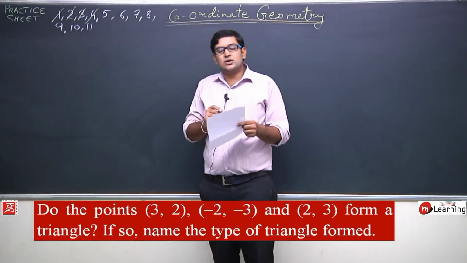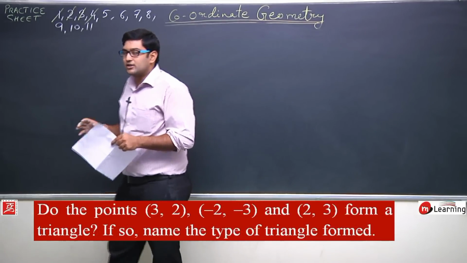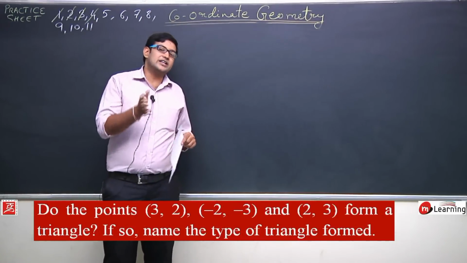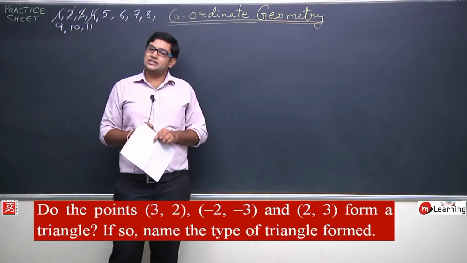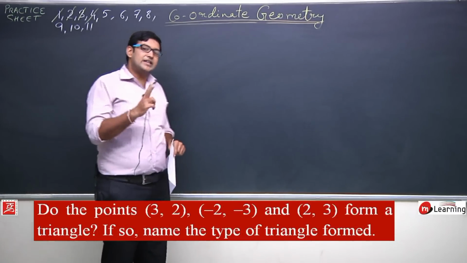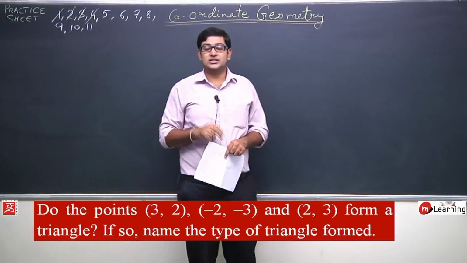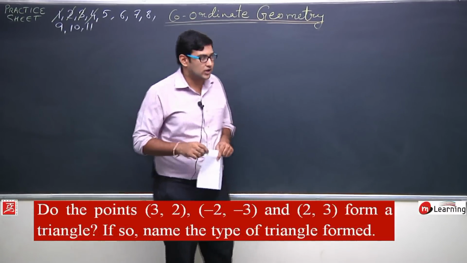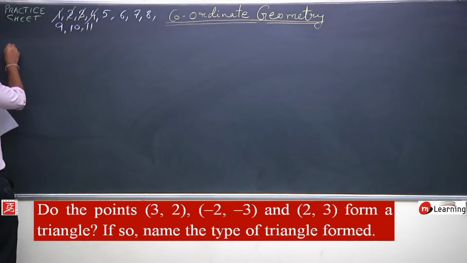So for solving this question we need to recall the definition of a triangle. We need to recall the condition for a triangle. The condition for a triangle is that the sum of any two sides should be greater than the third side. This is the condition for the formation of a triangle. Okay, so let us solve this question. Question number 5.